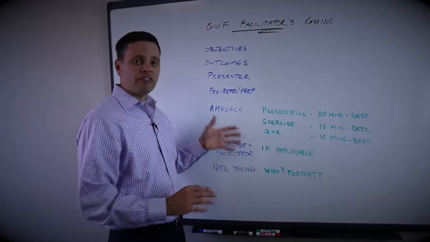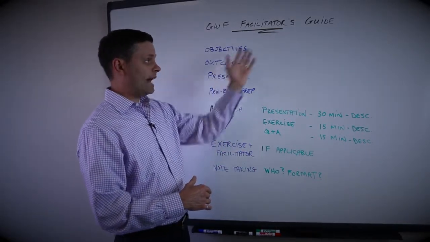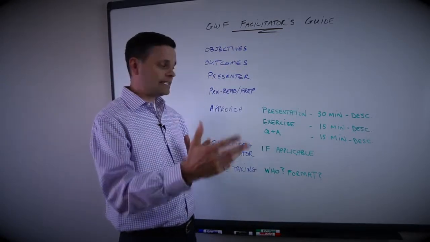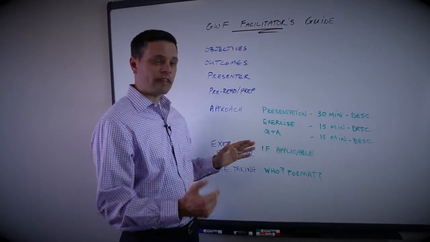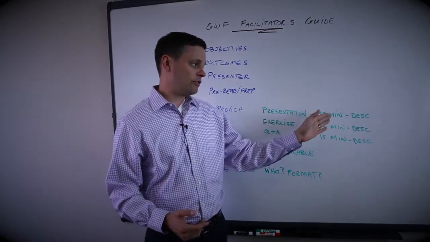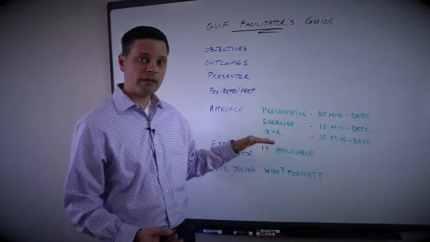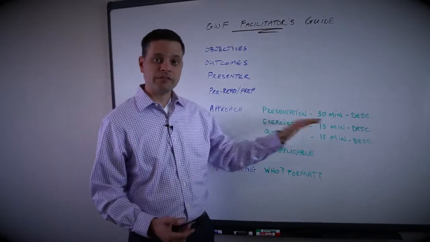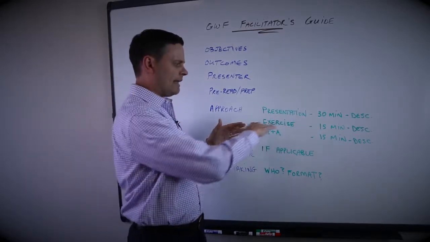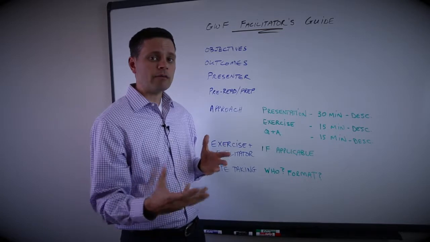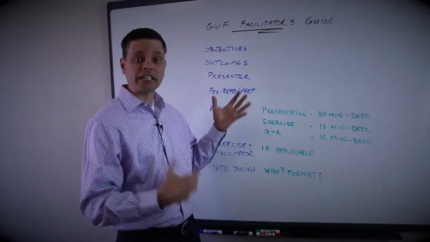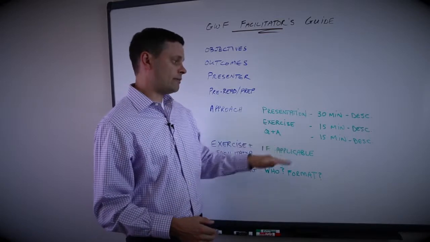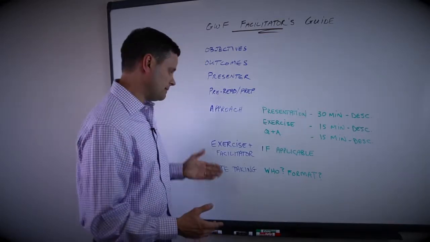Then we actually want to define the approach. As I said, we have an hour-long time slot, Tuesday, 9 a.m. to 10 a.m., and here's the approach that we're going to take for that slot. We're going to do a presentation of 30 minutes, and here's the description around that. We're going to do an exercise for 15 minutes, and also define what that exercise is that would be really great for delivering on the objective and the outcome that we desire. And then maybe we're going to run a 15-minute Q&A.